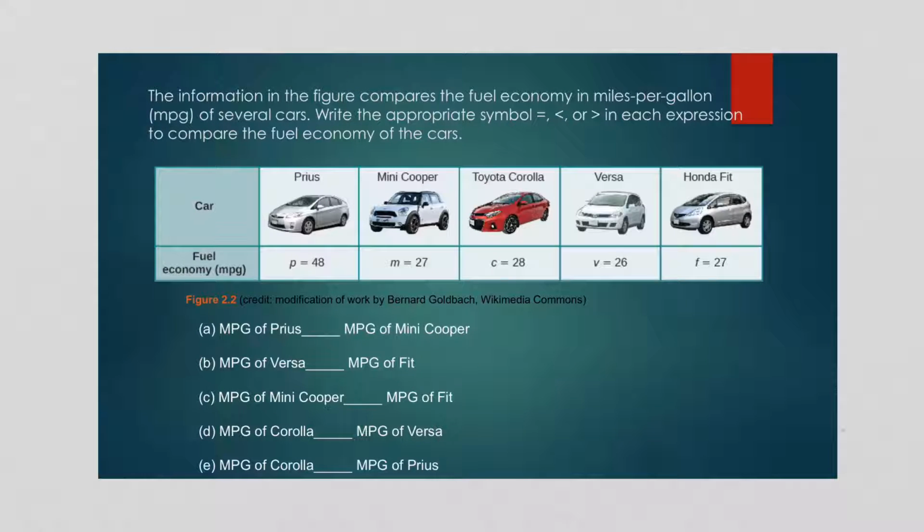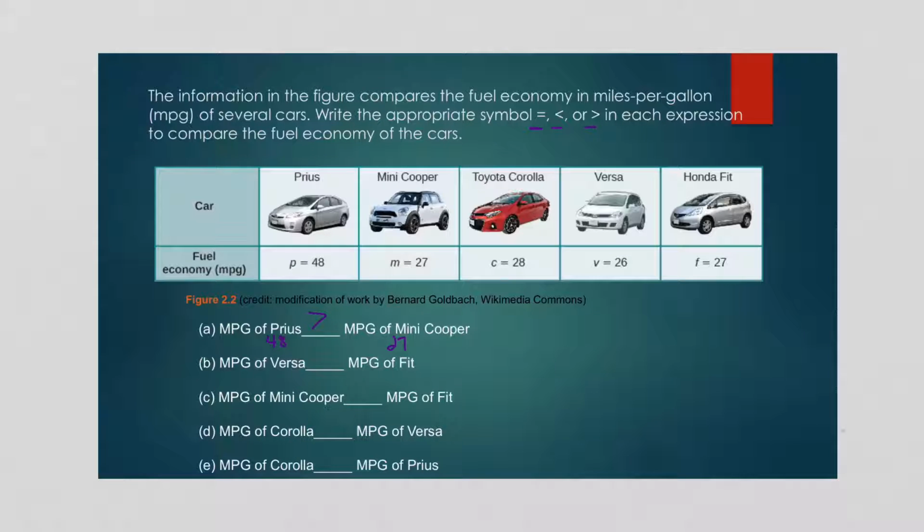Alright, so let's take a look at this. We're going to compare some miles per gallons here for these various cars. And we're going to use the symbol either equal, less than, or greater than. Okay? So on part A, we're looking at the miles per gallon of a Prius. I'm just going to write the number just below it. 48. Miles per gallon of a Mini Cooper is 27. So the Prius is greater than the Mini Cooper on their miles per gallon.